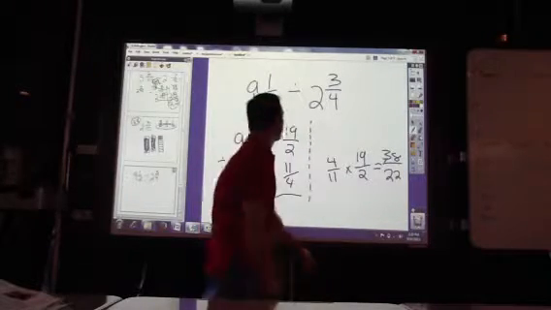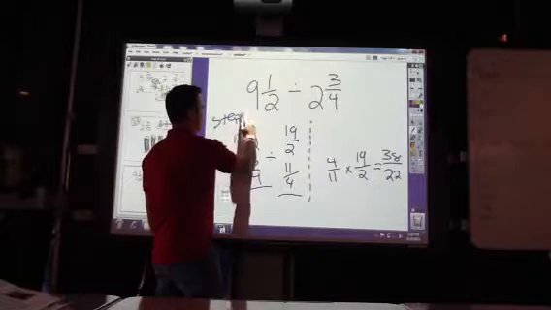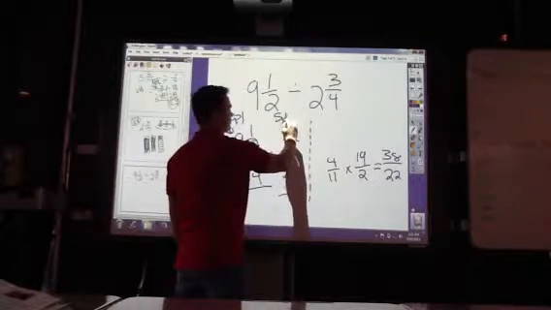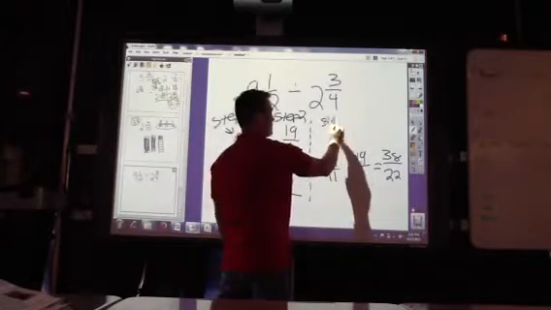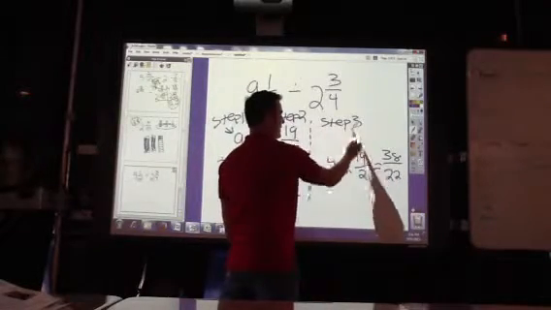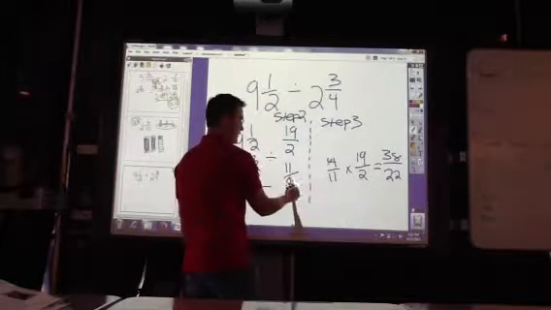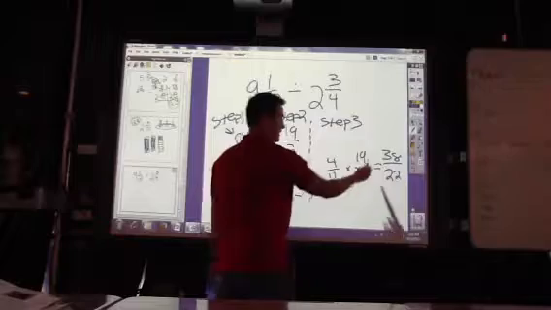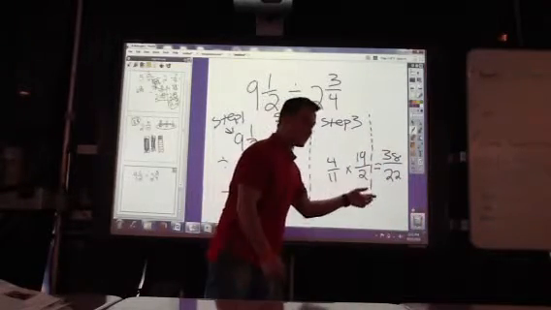Now let's review real quick. Step 1 was to stack it up. So step 1, stack it up. Step 2, change it to an improper fraction. Step 3 was multiplying and finding the reciprocal. Okay? So you find the reciprocal, multiply. That's step 3. Step 4 is going to change this to a mixed number.